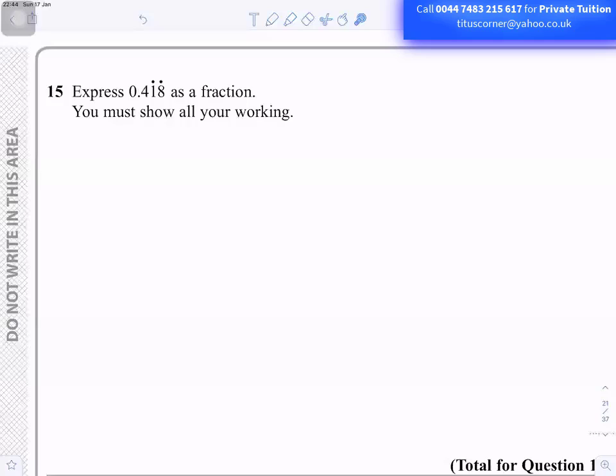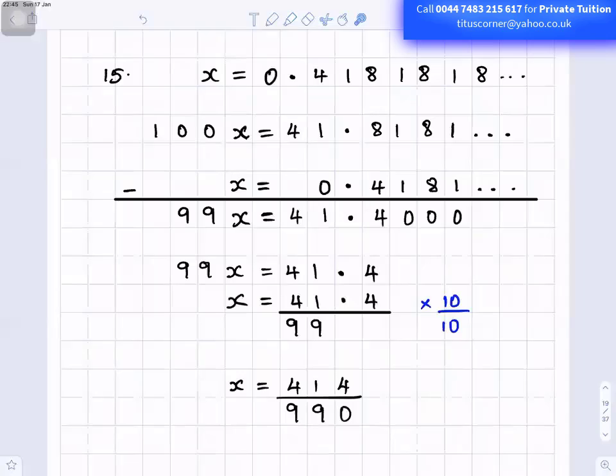Question number 15. Express 0.418 recurring as a fraction. You must show all your working. So we write x is equal to 0.41818. The 18 is the recurring part.